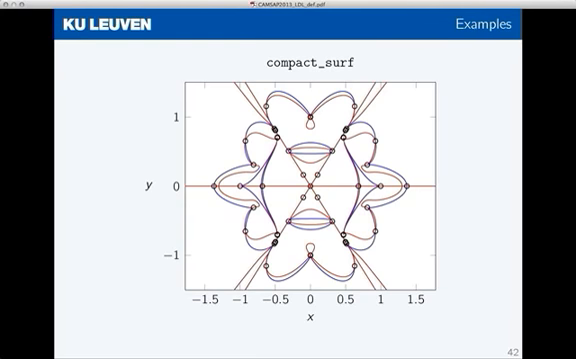So another thing that you can use this for, and also of general interest, in fact, assume that you have a function in 2 variables.